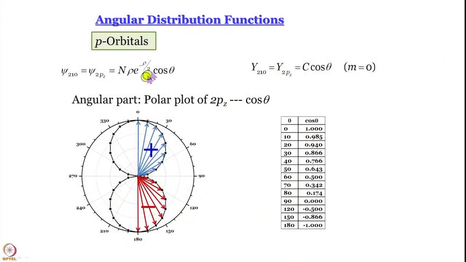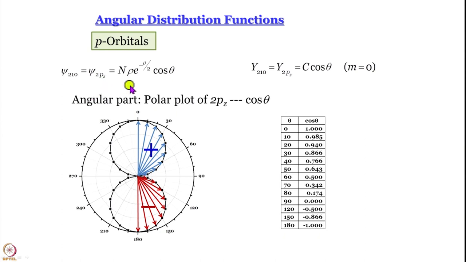Since only discrete values of m are allowed, discrete values of L are allowed, and discrete values of theta are allowed. In other words, that is space quantization. And just to remind you, a very convenient way of drawing these angular distribution functions, the angular parts of the Schrodinger equation, is by using polar plots. What I have written here is the total wave function of psi 2pz, where n equals 2, L equals 1 and m equals 0.